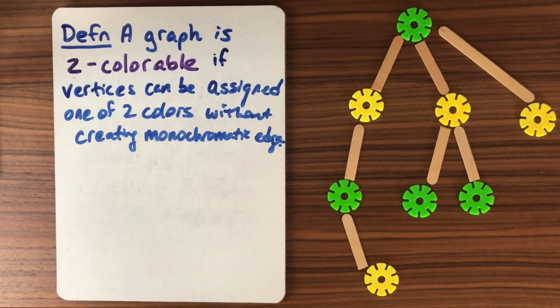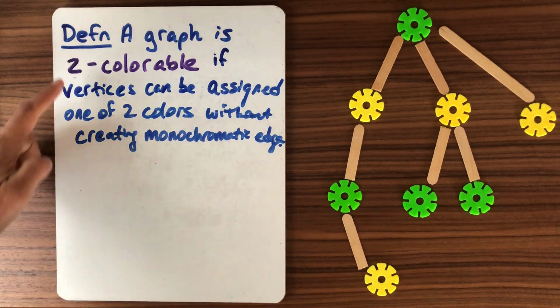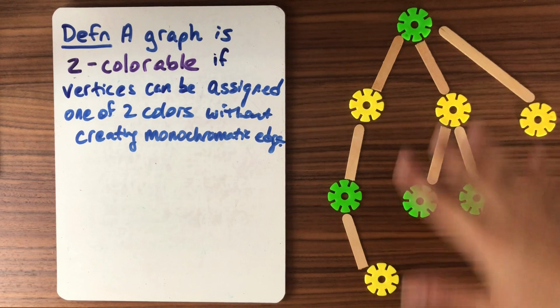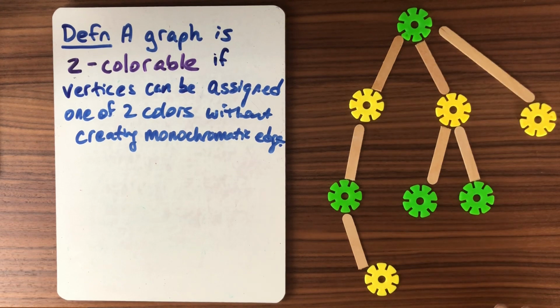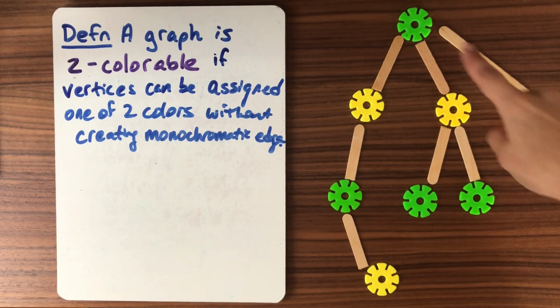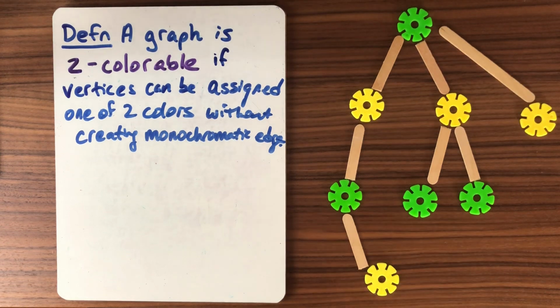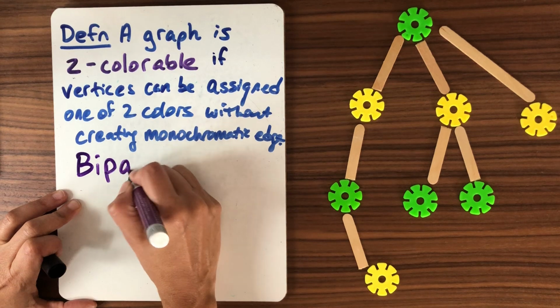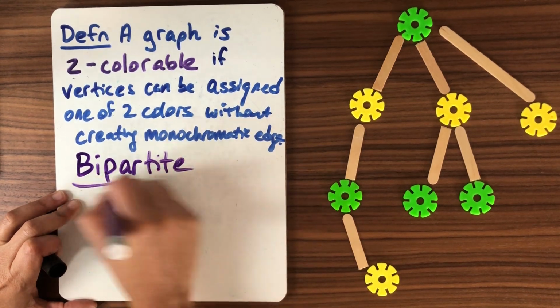So we've discussed K-colorability, what it means for a graph to be K-colorable. I want to focus now on two colorable graphs. So this means that the vertices can be assigned one of two possible colors in such a way that I never get an edge between two vertices of the same color. Okay? These graphs are called bipartite graphs, and they show up in lots of different contexts.